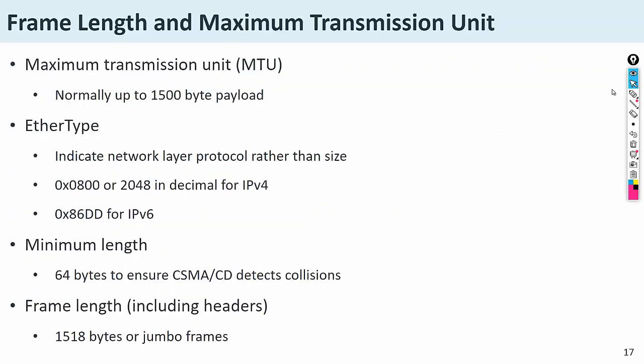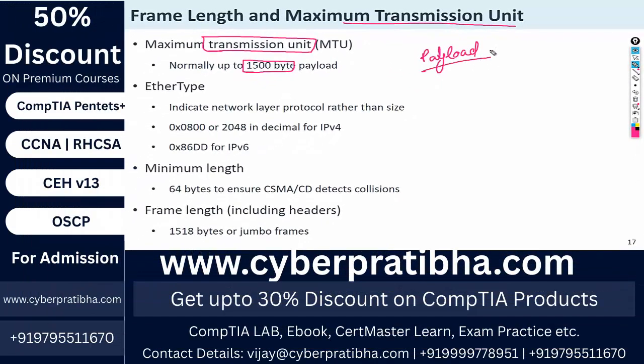Here is some frame length and the MTU. MTU is actually known as the maximum transmit unit. The maximum transmit unit is 1500 bytes. From where? Payload. Payload is equal to 1500 bytes. This is the size of the payload, and the other size is the header size.